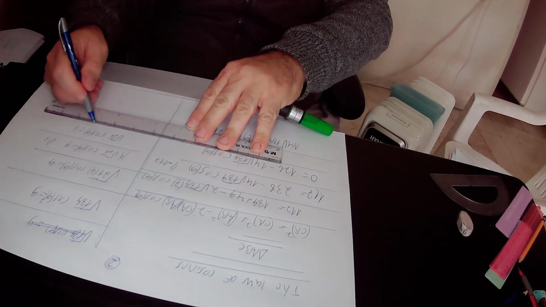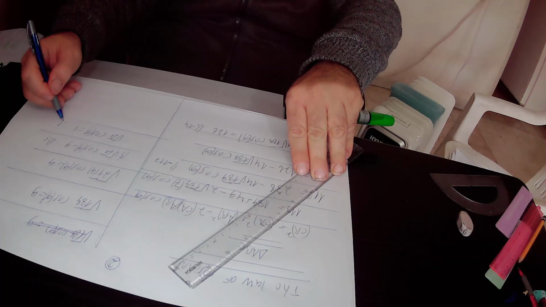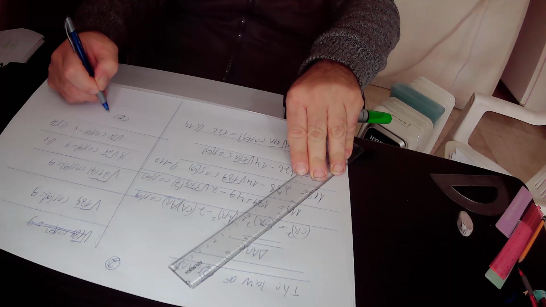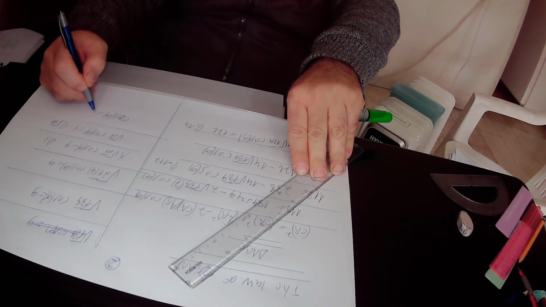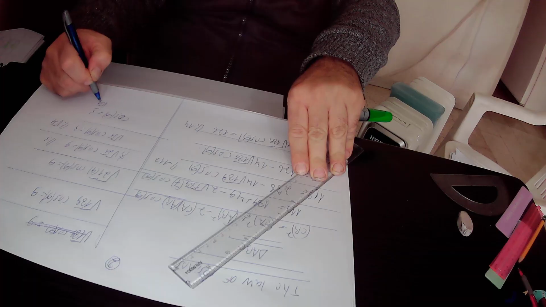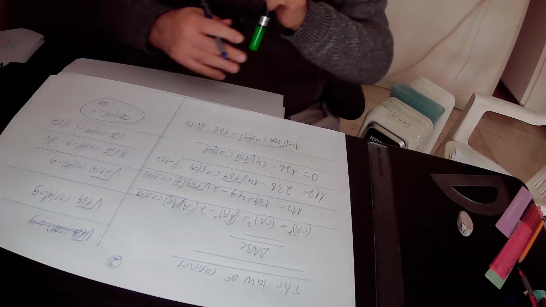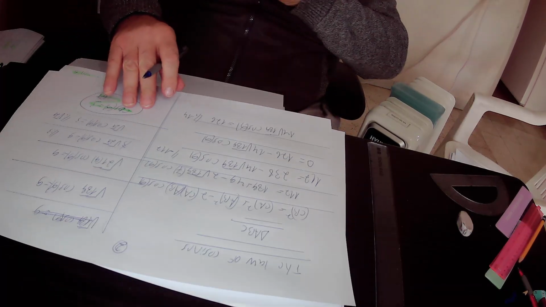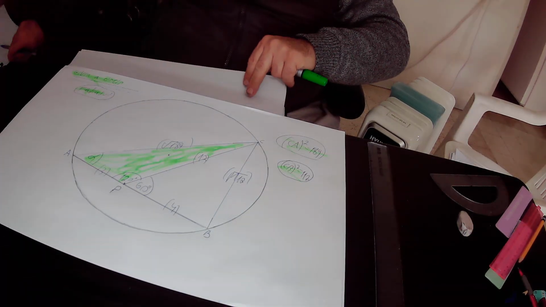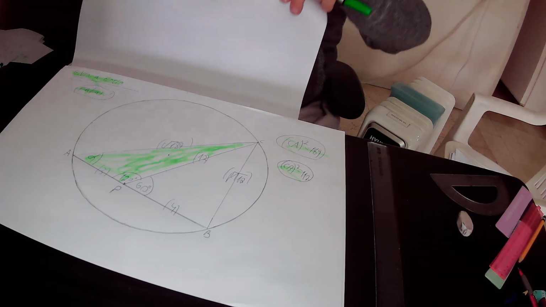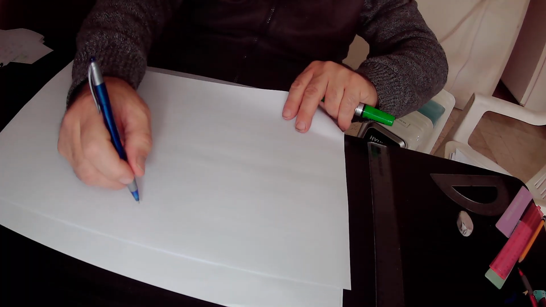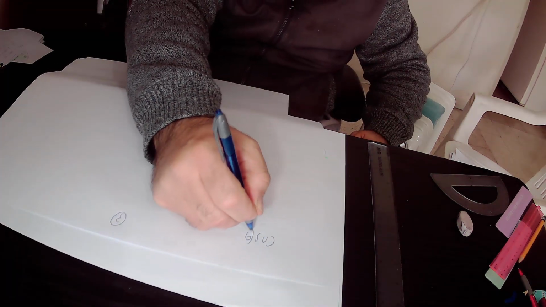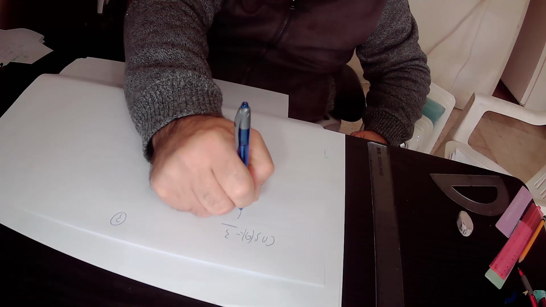So here we divide this equation by square root of 21 and finally get that cosine alpha equals 3 over square root of 21. So we found out that cosine alpha equals 3 over square root of 21.